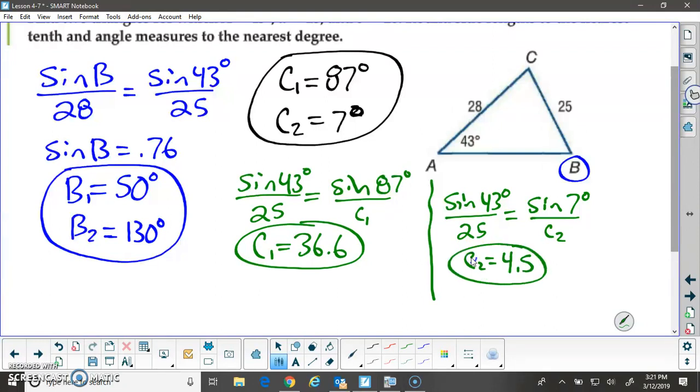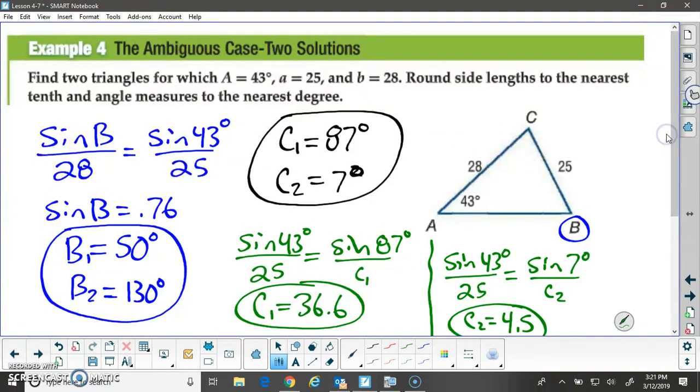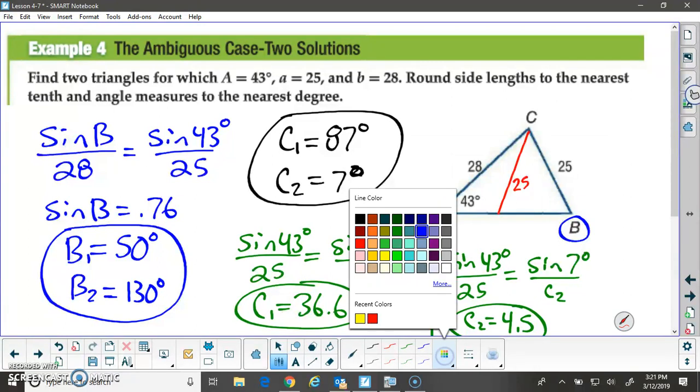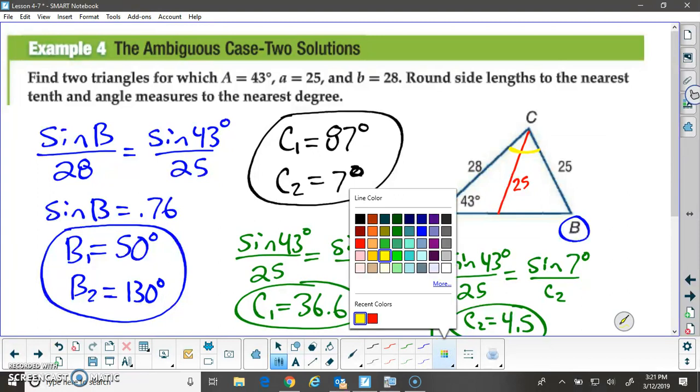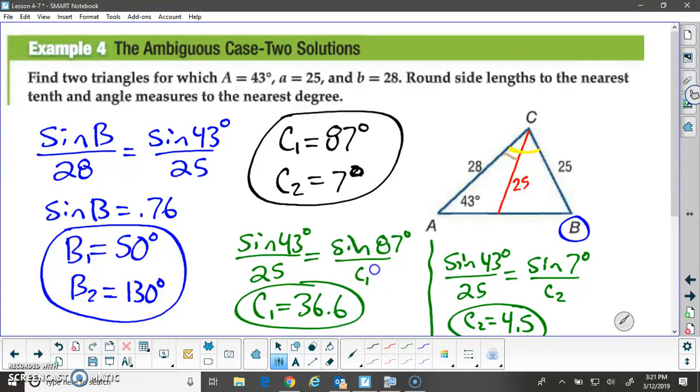So these are the two sets of information that complete this triangle. Now, if this doesn't make sense to you, I'll try to take this triangle. Length A is 25, that you can see. If we were to swing that this direction, it would still be 25, but your angle C would change. You can see that this right here represents 87 degrees. And then, let's use this color. This angle right here represents the 7 degrees.